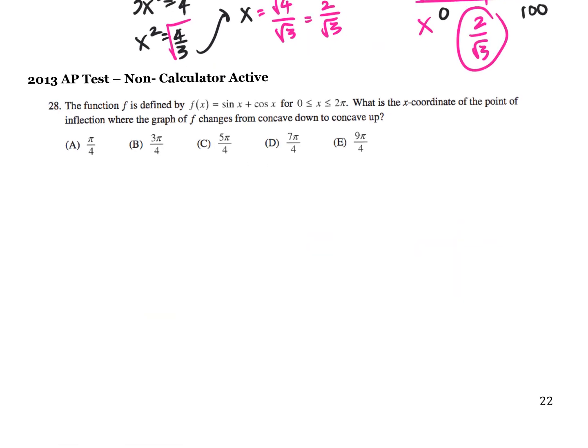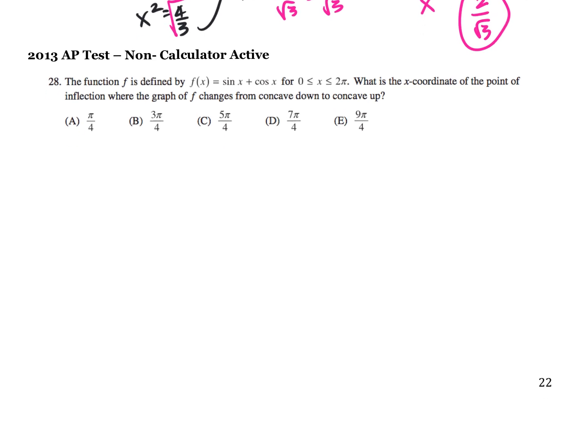Let's see it. Okay, he says, hey, here's f. What is the x-coordinate of the point of inflection when the graph changes from concave down to concave up? That's how specific they want us to be. Okay, we know points of inflection are where my second derivative changes signs. Let's go find my first derivative. Derivative of the first, plus, love it. We got to go find that second derivative.